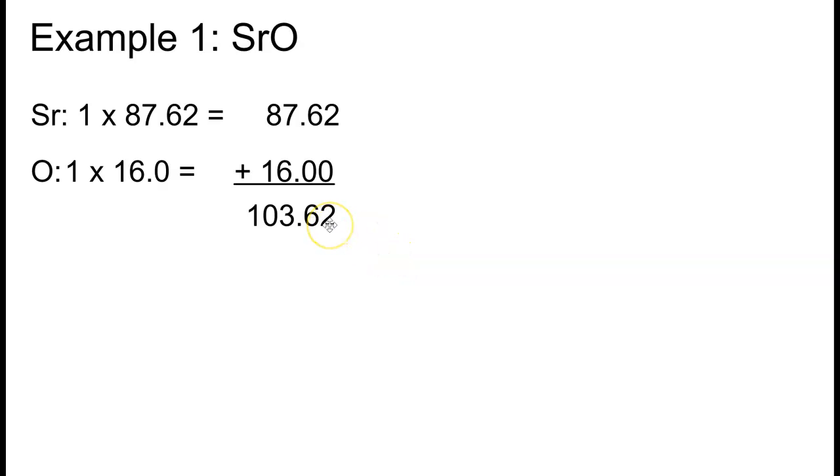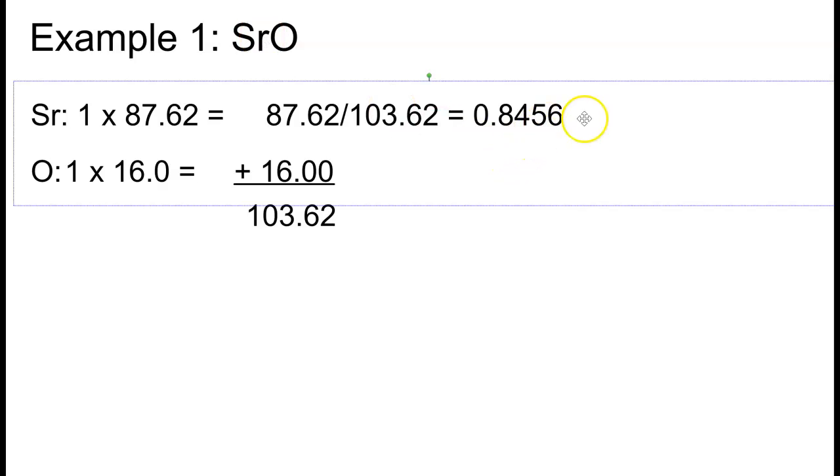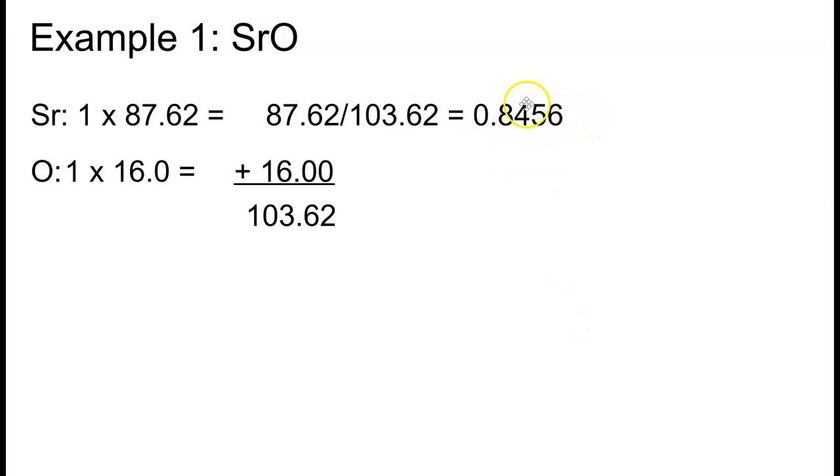Now, to get the percentages of each element, you're going to divide the subtotal by the grand total. So you will take the 87.62 divided by the grand total of 103.62, and then this is important, so hear me, you need to have 4 places past the decimal. 4 non-zeros past the decimal. So if you have a bunch of zeros, you have to keep going until you have 4 non-zeros. So here we have 4 non-zeros.